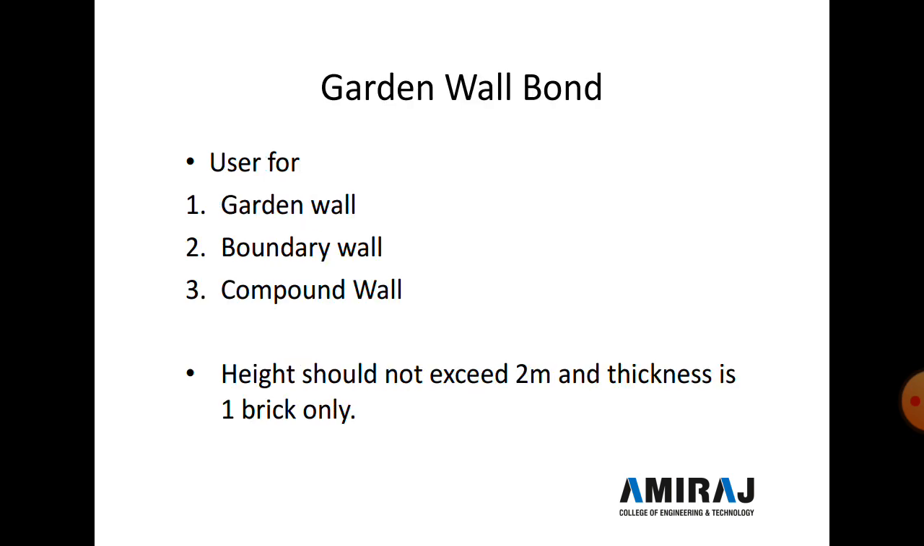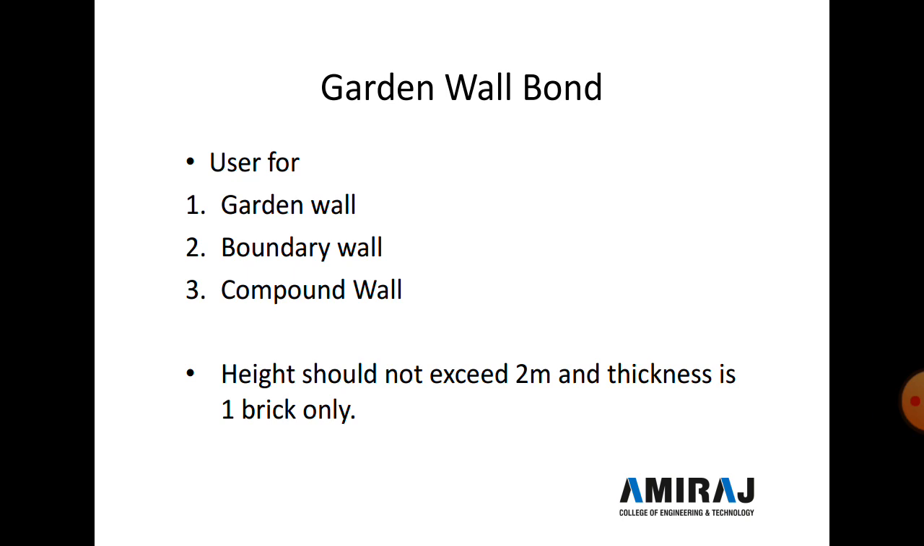Now the next type of bond is the garden wall bond. Generally the garden wall bond is used for garden walls, boundary walls and compound walls. It is not generally used in a load bearing structural wall. The height should not exceed 2 meters, and the thickness of the brickwork should not exceed 1 brick.